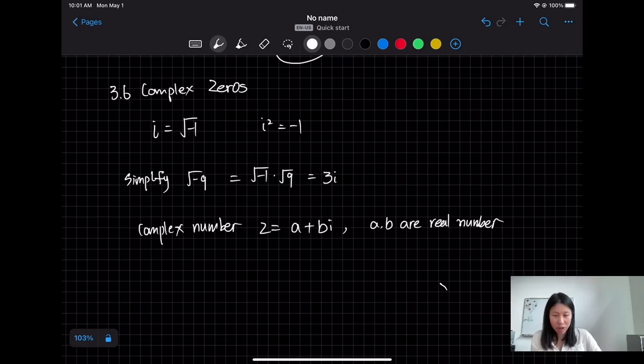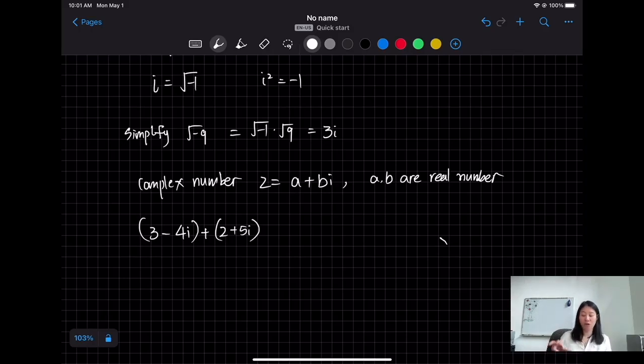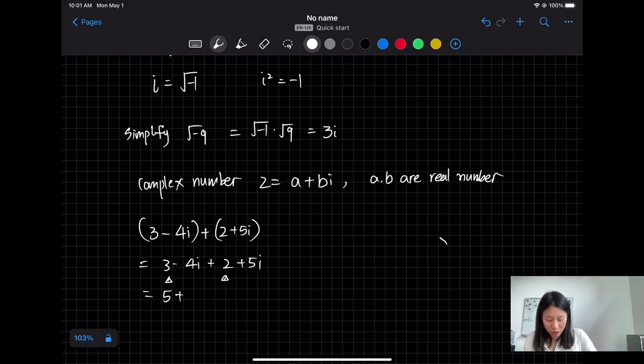So how do we do addition, subtraction, multiplication, and division for complex numbers? Such as 3 minus 4i add 2 plus 5i. So these are two complex numbers. When we add these, we can remove the parentheses first and then merge the like terms. The real terms merge with the real terms, so I have 5, and the imaginary part merges with the imaginary part, so I have a 5i.